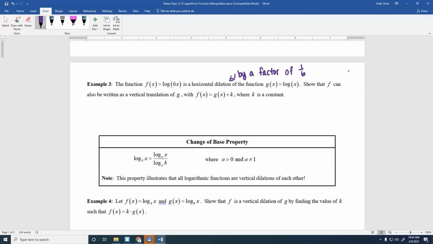Show that f can also be written as a vertical translation of g. Okay, so a vertical translation of g, or we've got g of x plus k. Here, remember, g is just like log x, right? So what we're going to do here is use properties of logs to break this back apart. So if these two things are multiplied, I could write f of x as log 6 plus log x.